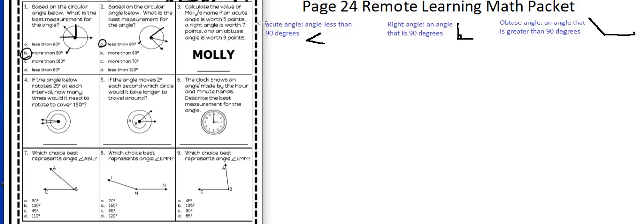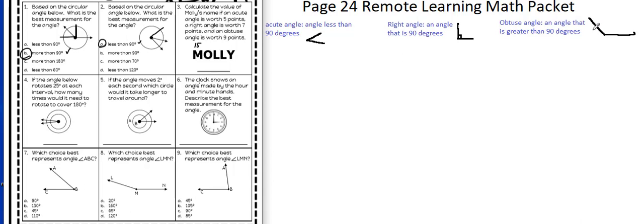All right, number 3, calculate the value of Molly's name if an acute angle, less than 90 degrees, is worth 5 points, a right angle is worth 7 points, and an obtuse angle is worth 9 points. Obtuse is greater than 90. All right, so let's look at each letter. So we have an acute angle, an acute angle, and an acute angle. So we have 3 acute angles. So each one of those would be 5. So 5 times 3 would give us 15. So the M is worth 15.